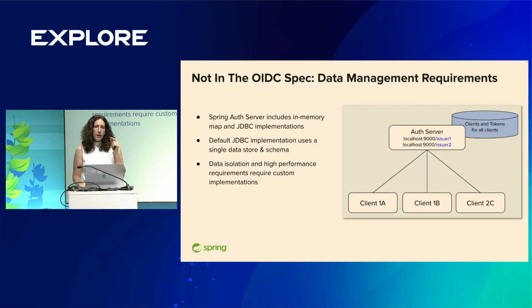So in the spec it says how to handle the URL with a path. What's not in the spec is, as I mentioned, the auth server has a database. If you don't actually connect it to a physical database, it's just using an in-memory map, or if you connect it to a database via JDBC, then it has a schema that it creates and it stores the data in the database. But either way, the auth server only stores all the data for all issuers, all of the clients, all of the tokens, all of the grants in the single schema in the single database.